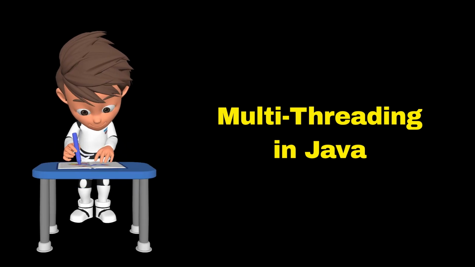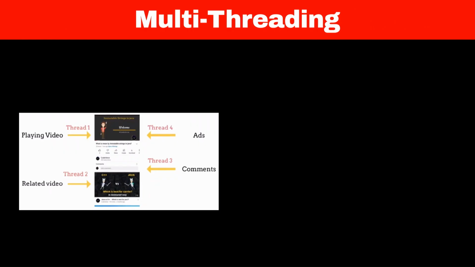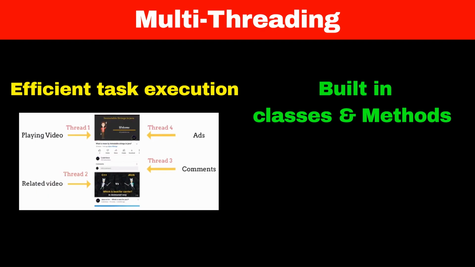Hello everyone, in this video we will learn about multithreading in Java. Multithreading lets us perform multiple tasks at the same time by creating multiple threads. This is a key feature of Java which allows us to execute tasks efficiently. Java provides us with built-in classes and methods for implementing multithreading.